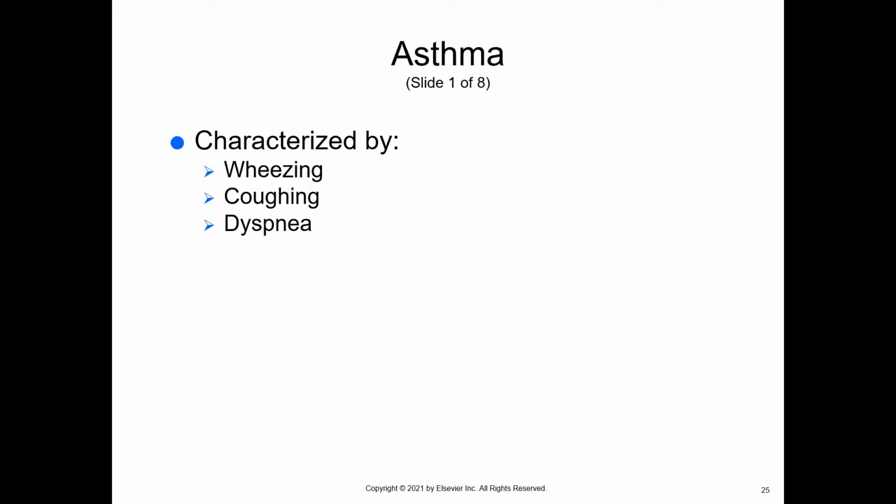Asthma. Asthma is a condition characterized by respiratory distress. Those types of respiratory distress can be things like wheezing, coughing, or dyspnea. Dyspnea is the abnormal breathing associated with breathing very slowly.